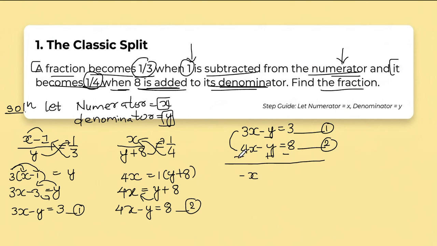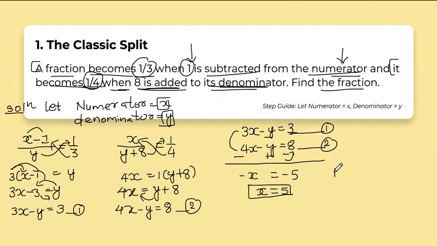Okay, we have to consider the new sign, and 3 minus 8, which is nothing but minus 5. So minus x is equal to minus 5. That means if we cancel out the sign from both sides, we will get x is equal to 5. So we got the value of x, which is the numerator. Now to find out y, the denominator, we will substitute the value of x in one of the equations.